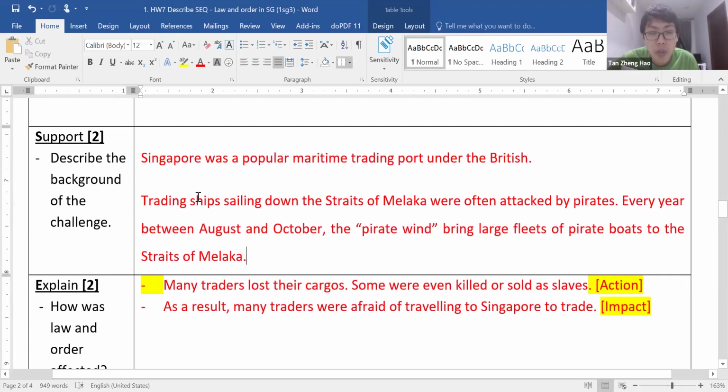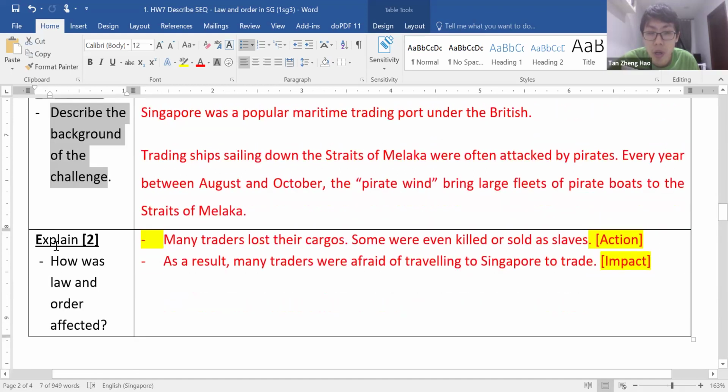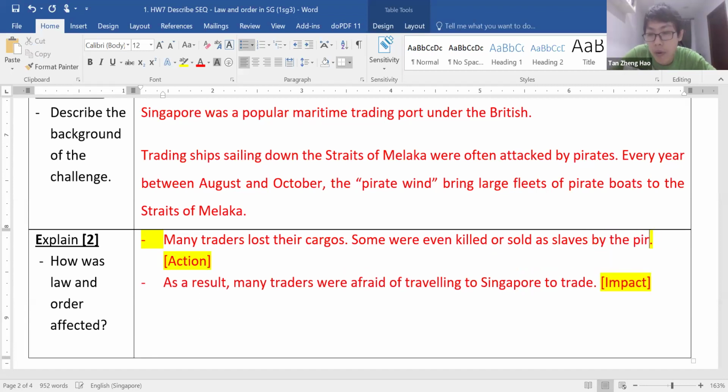Now, after you describe roughly why there was a piracy problem, I need to explain. The question is about law and order. How was law and order affected? So I can think about some of the actions that were done by the pirates and think about the impact. What happened after they took the action? So you can say that many traders lost their cargoes. Some were even killed or sold as slaves by the pirates.